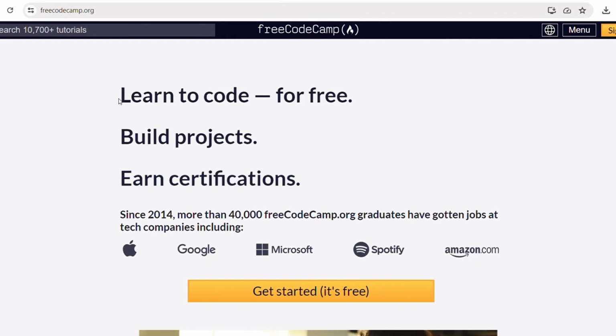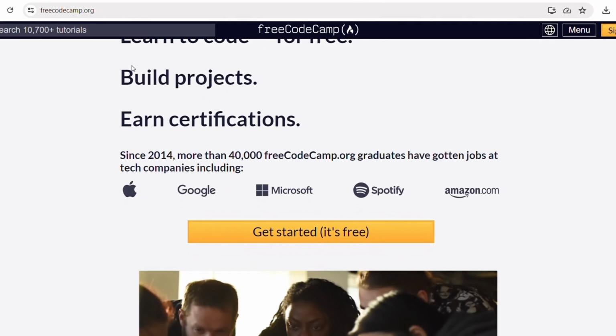The next platform we'll be talking about is FreeCodeCamp. FreeCodeCamp provides you with the resources to learn, build projects, and earn certifications as well, so you can sign up and get started.